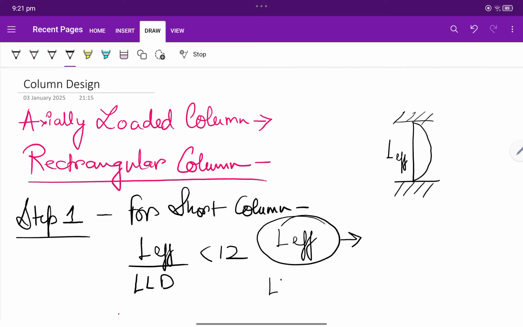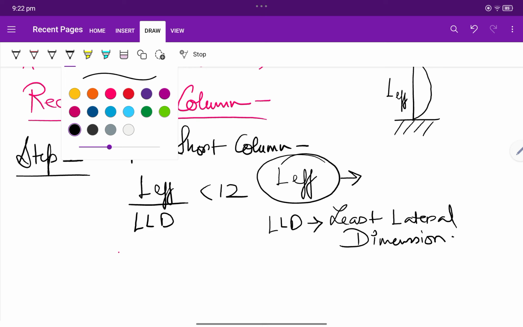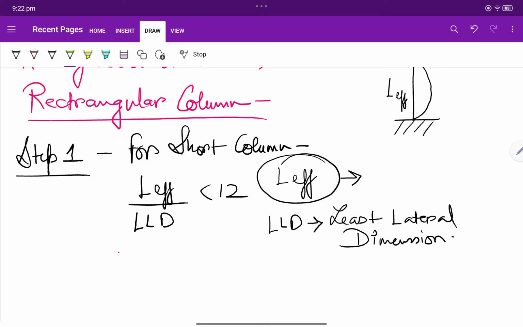The LLD is the least lateral dimension, mainly the smallest dimension. When we do the numericals of this, it will be clear in that step. Step 2 is we have to take out the minimum eccentricity.